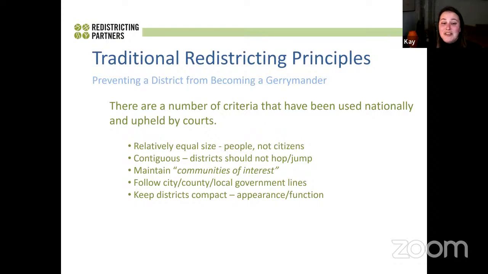We also keep districts compact in function. What that means is sometimes on paper, a community might look like it's right next to another one, but there may be factors that you don't see in a 2D map, like freeways that separate communities, or rivers, or just different things that separate a community. We want to make sure that we are keeping communities compact in function as well.